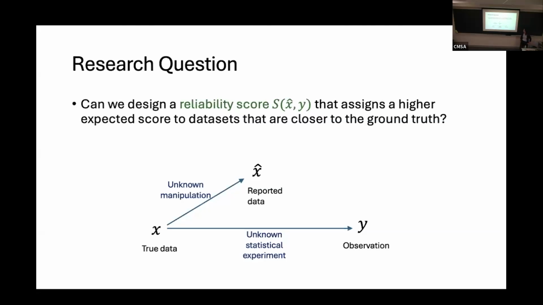Okay, so then the question is, can we design a reliability score? This reliability score takes the reported data set, because we want to assign a score to the data set, and what we can observe. So this is our observation. It doesn't depend on the true data. And we want this score to return a value such that it assigns a higher score in expectation to a data set X hat that's closer to X. Essentially, if X hat is very close to X, then we want the reliability score to assign a higher score compared with another data set X hat prime that is further away from X. So we kind of want this relationship. So that's the main question that we're trying to address.